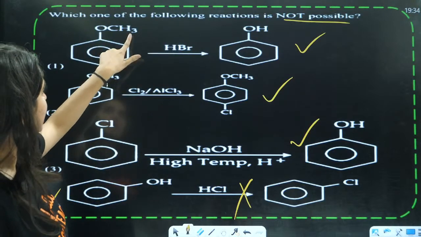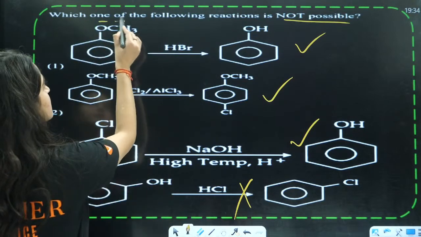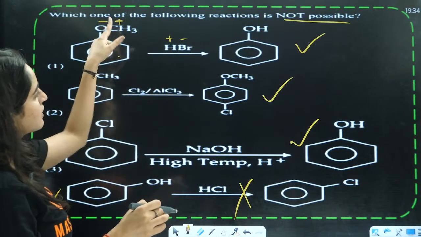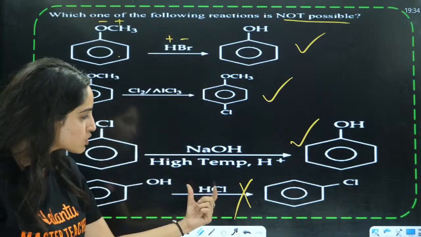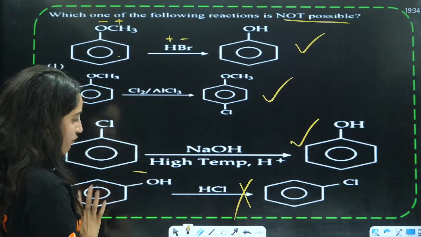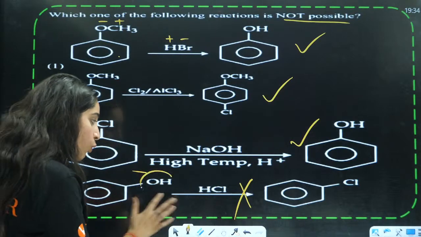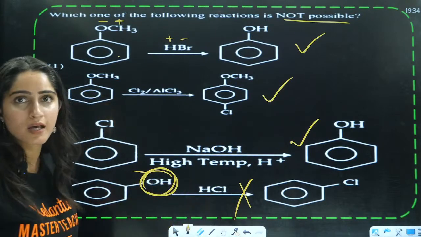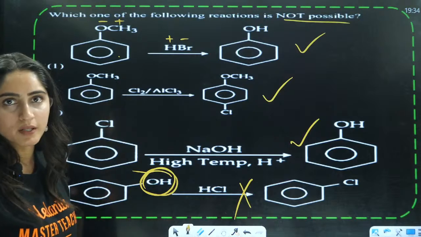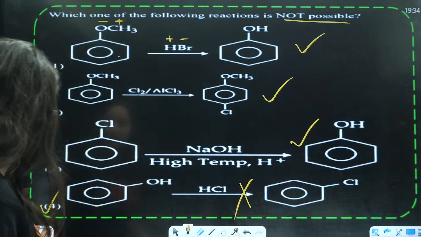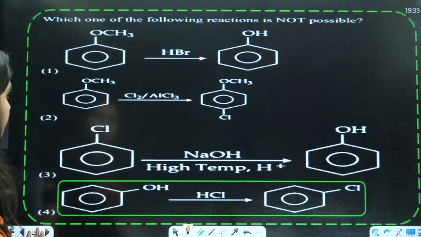It is CH3, this is O negative, this is H positive, this is Br negative. So this will be replaced and it will become phenol. But this is definitely not possible because you have phenol with HCl. Now you are saying that this whole OH negative is replaced by this Cl. That is not possible, right? So answer D is the correct answer.